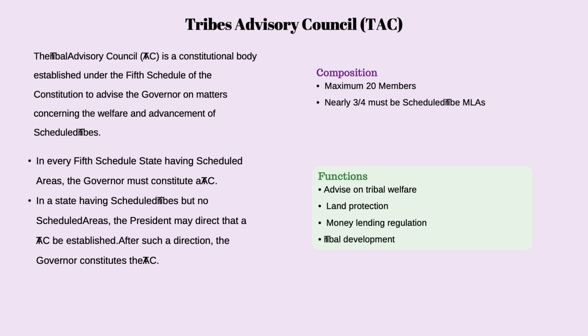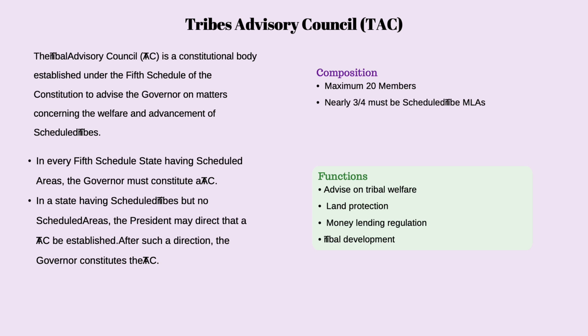And these are the functions. They will advise on tribal welfare. They will protect the land. They will regulate money lending practices and tribal development. This money lending regulation was specifically added to help control private money lending. A lot of people acquired a lot of interest over time, and then they were unable to pay, which affected the economy of the tribals there. So they added this money lending regulation, and then for tribal development, various developmental plans will be made. But whatever they do, everything is up to the Governor to decide in the end. So they do not have the kind of autonomy that the states under the 6th Schedule have.